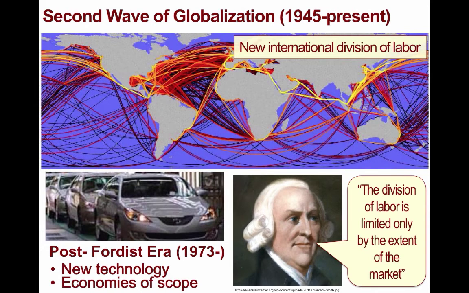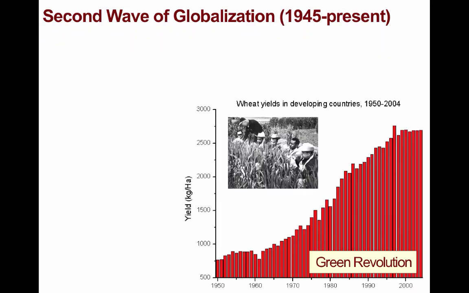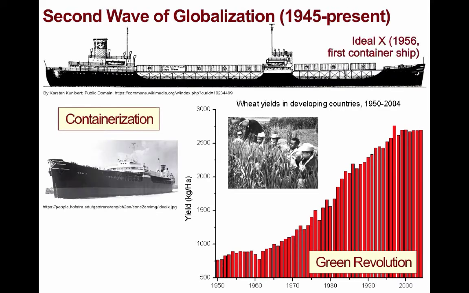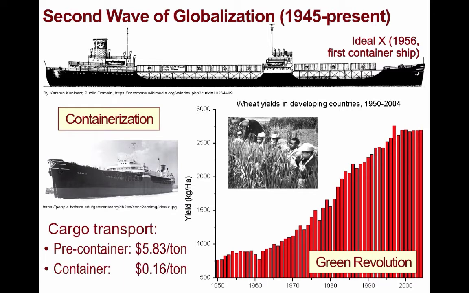However, the second wave of globalization has led to a new international division of labor. Keep in mind, the Green Revolution had its beginnings in 1940, and with it, developing countries such as China, Mexico, and India went from food-poor to food-rich nations, enabling them to begin large-scale industrialization. Containerization had its start in the 1950s. For comparison, in 1956, the loading of loose cargo cost just under $6 a ton. When containers were introduced in that year, the loading cost was less than 16 cents a ton.